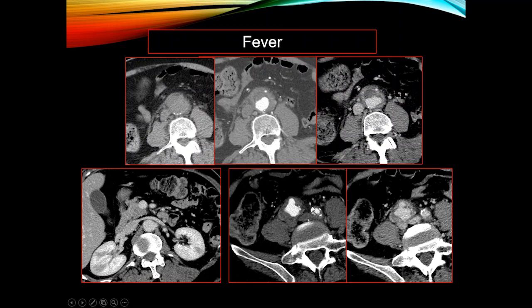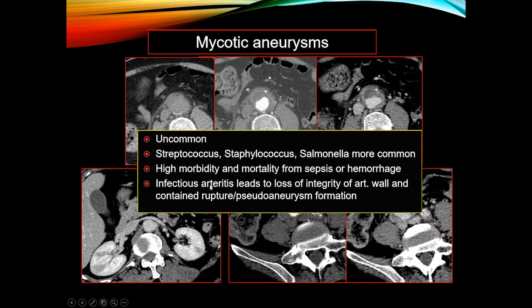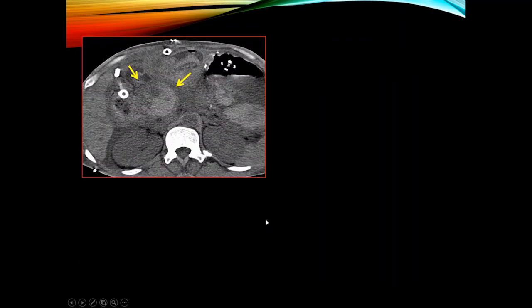And this is an example of mycotic aneurysms with pseudoaneurysm formation. And essentially that is due to the infection. This infectious arteritis leads to loss of integrity of the wall of the aorta, and really what we're looking at is a contained rupture. And again, this is very important to recognize because of the high morbidity and mortality, but in this case, oftentimes the patient will have symptoms of fever and septic symptoms, and you'll be able to put those connections together.